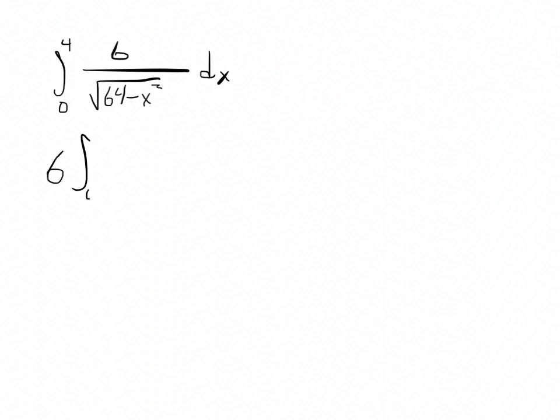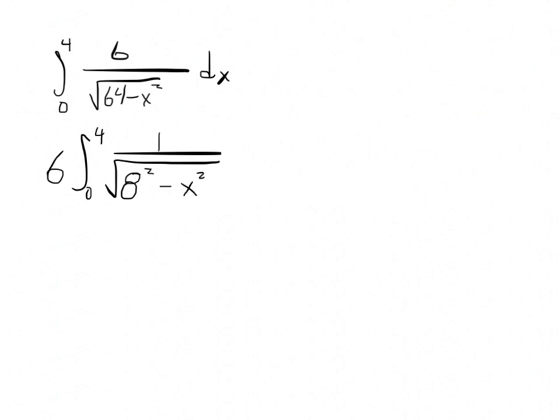We'll pull the 6 out, and I'm going to rewrite the bottom so that we can clearly see it as being a constant 8 squared minus the variable x squared dx. Now, note, this problem does not require u substitution. And the reason is that the place that I expect to see an x is just an x. If this had been 2x squared, or 3x squared, or x squared squared, then we need a u substitution. But because this is just x squared, we're in good shape.